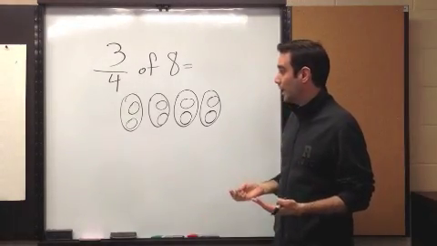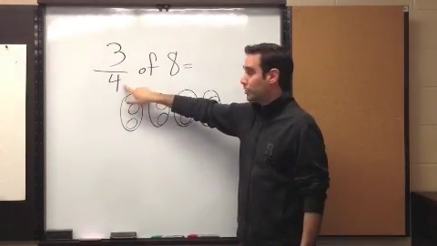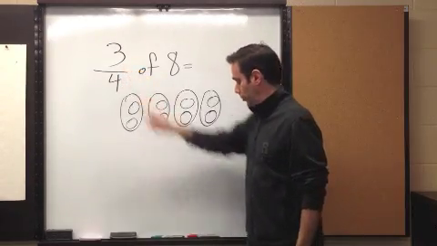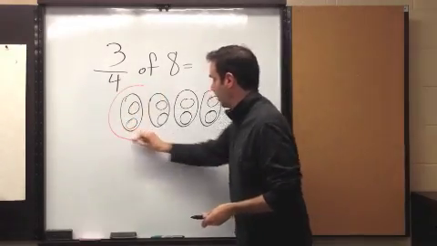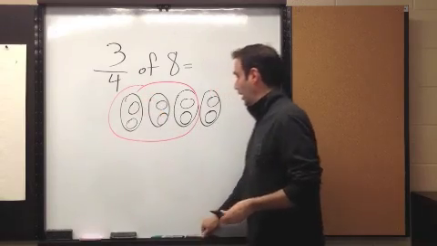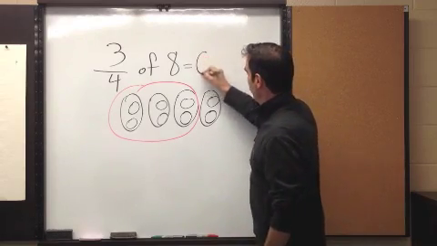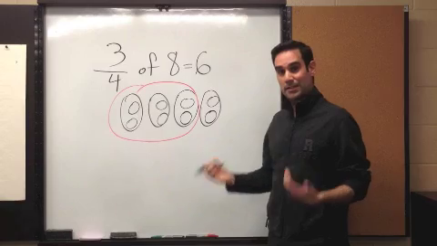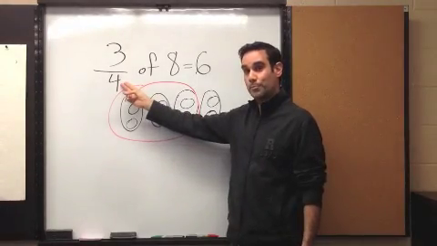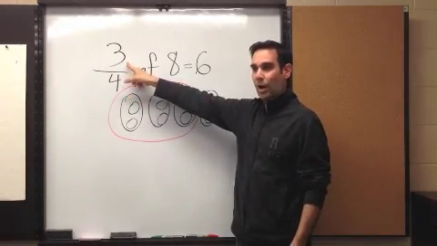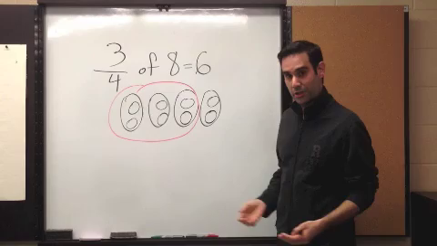So, what I want to do now is I want to look at the 3 now. I have 8 bananas in 4 groups. How many are in 3 groups? Well, here's 1, 2, 3 groups. So, how many do I have in 3 groups? 6. So, 3/4 of 8 is 6. I've taken 8 things, put them into 4 groups, and I've seen how many are in 3 of those groups. So 3/4 of 8 equals 6.